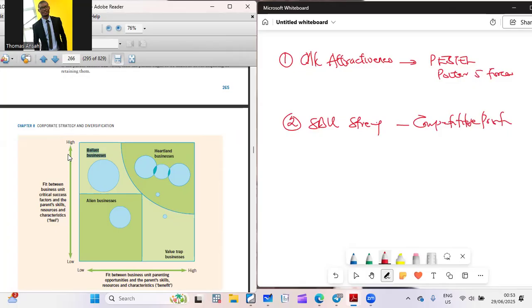Then the alien business means that the support is low and also the understanding is low. So you really don't understand your SBU. The heartland business shows a situation whereby they feel they understand, the feeling is there, and there is also the support. So you focus on future growth.